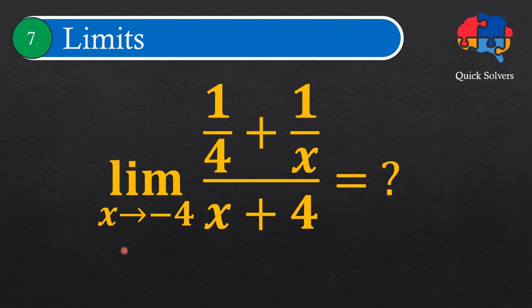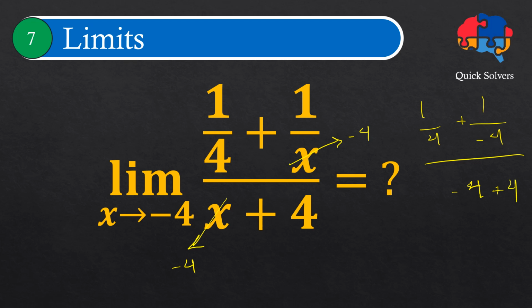Well, in the first step, I would replace x by minus 4 to see what we get. If I replace x by minus 4 here, and x by minus 4 here, then we get 1 over 4 plus 1 over minus 4, divided by minus 4 plus 4. And this 1 over minus 4, I can write like 1 over 4 minus 1 over 4.